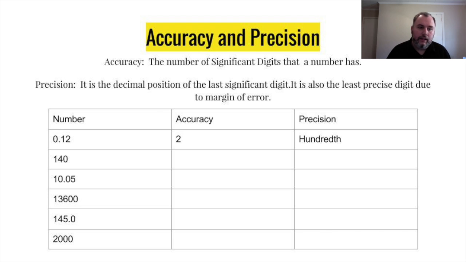140. Okay. We know 1 and 4 are automatically significant digits. The 0 in this one is seen at the end of a whole number. And since the 140 is a whole number, that 0 is not significant. Therefore, we can say the accuracy of 140 is 2 significant digits. The precision is based upon the 4 because the 4 is the last significant digit.